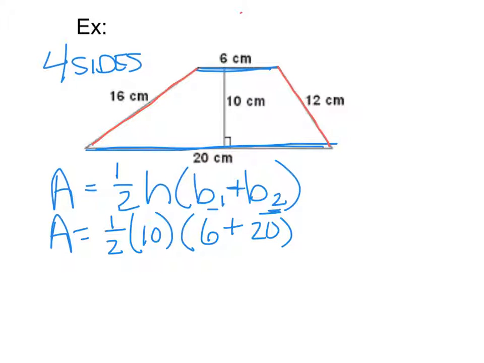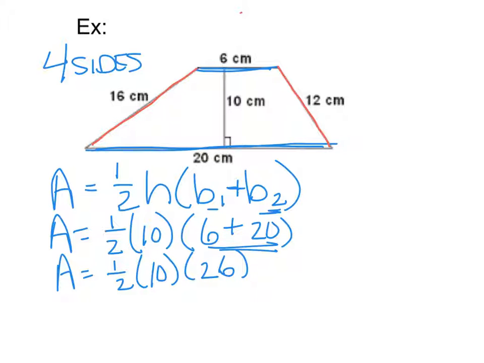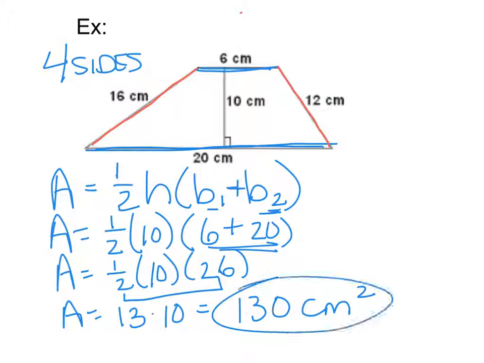Now we're just going to do the math, and of course every problem is a PEMDAS problem, so we're going to do the inside the parentheses first. So we have 1/2 of 10 times 26, 20 plus 6. And then I'm going to choose to do 1/2 of 26 because we can multiply in any order that you'd like. So 1/2 of 26 is 13 times the 10 gives me nice easy mental math of 130 centimeters squared. And of course you could use a calculator, but sometimes using your calculator takes longer than actually using your brain. So when you can, try using mental math.